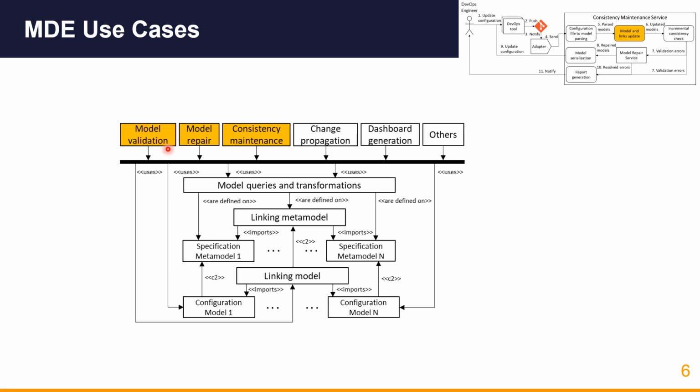And if the models are incorrect, then we can repair them automatically by implementing some model repair rules. And all these solutions rely on the fact that we have some models. These models are conforming to certain meta models. The meta models are describing the different concepts and the relationships that can be used in the models.